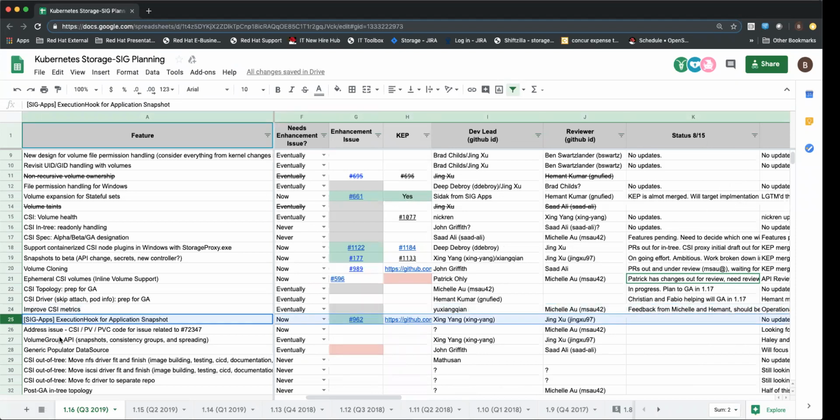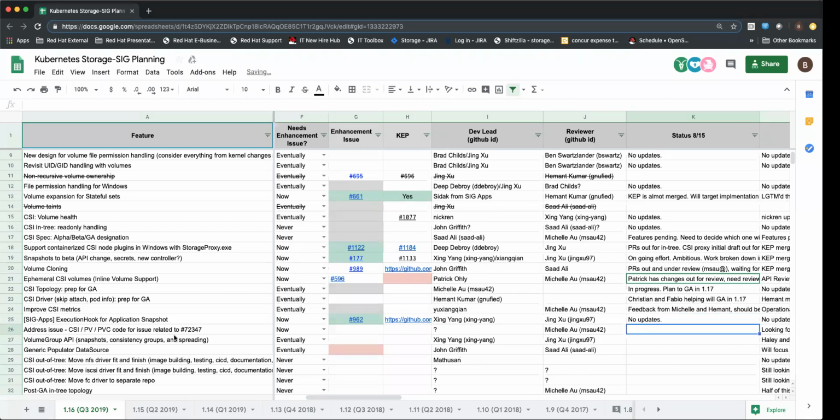And next one, execution hook for application snapshot. Is anybody around? They are not around, but as far as I know, there's no update on this at this point. We've been focusing on the beta. Okay, that's fine. Thank you for that.